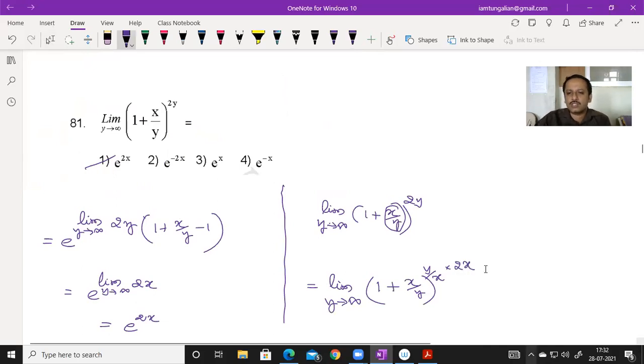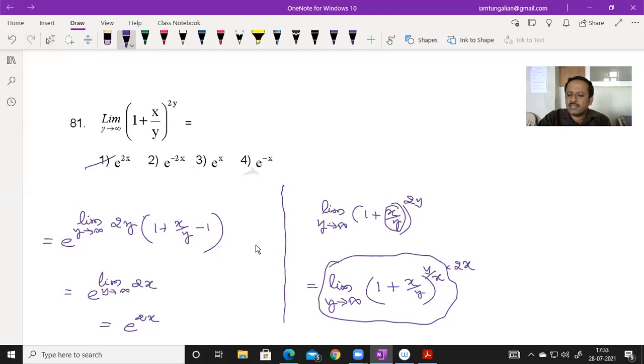So you just observe what I did. I had that 2y in the power. That 2y, I wrote it as y by x into 2x. Now if you cancel this x, you'll have that 2y. I have not changed its value. That 2y has remained as 2y. Now as y tends to infinity, this much will become e.